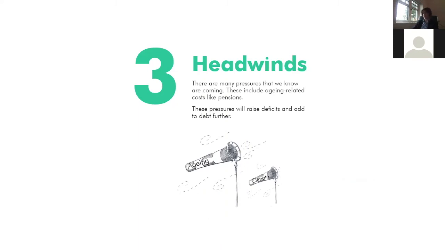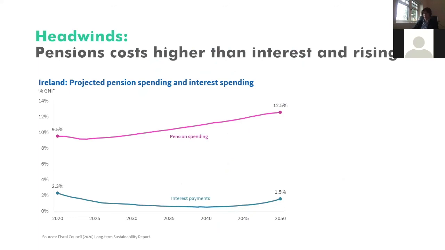The last observation is this issue we have, which is headwinds. So we know that there's lots of pressures coming. And in the long-term sustainability report that we did recently for the Fiscal Council, we could see that pension spending in Ireland was projected to increase from about 9.5% of GNI star per year to 12.5%, given a kind of aging of the population, particularly as baby boomers move into the older cohorts and the retirement age.